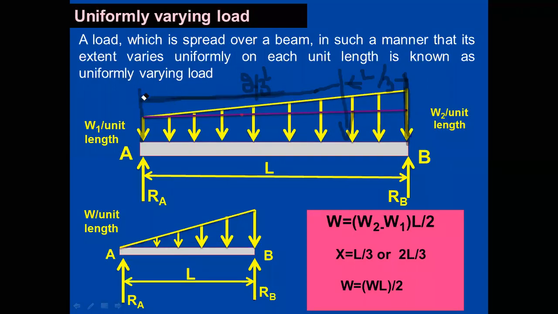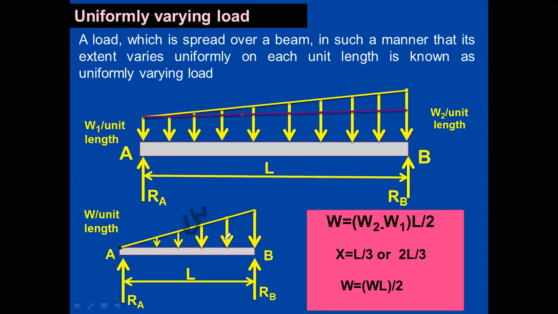So this is one of the important loads we have to consider. In the same way, if the uniformly varying load starts with 0 at one end and W at the other end, then how do we convert it? They will provide the intensity, that is W. So W into L by 2 is the intensity of the uniformly varying load. This uniformly varying load is also called a triangular load.